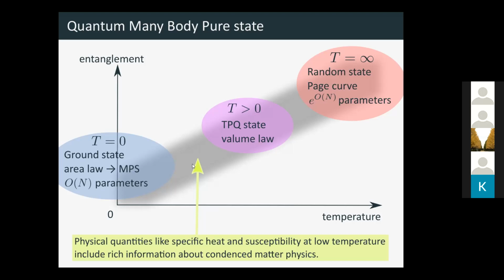and this is the place we are targeting, intermediate temperature, because in condensed matter physics, the low temperature properties, for example, the specific heat and susceptibility as a function of temperature, are very important to extract the information on the interesting low energy phases that are realized in quantum materials. If we want to deal with finite temperature, the state is described as the sum of pure quantum states called typical states. And this state has volume law entanglement.